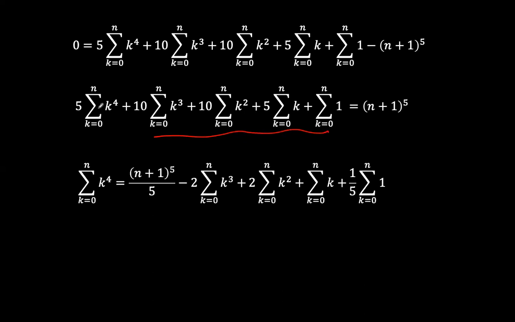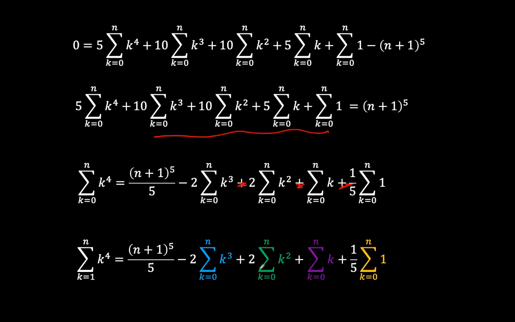minus, we have this 10 divided by 5 is 2, so minus 2, summation of k to the power 3 from 0 to n. And then we have minus, we apologize, minus 2, since we have another 10 here, and then this 5 here divided by 5 is 1, and then since we have no constant here, we have a fifth. Okay, so we keep the minus here, the minus here, minus here.